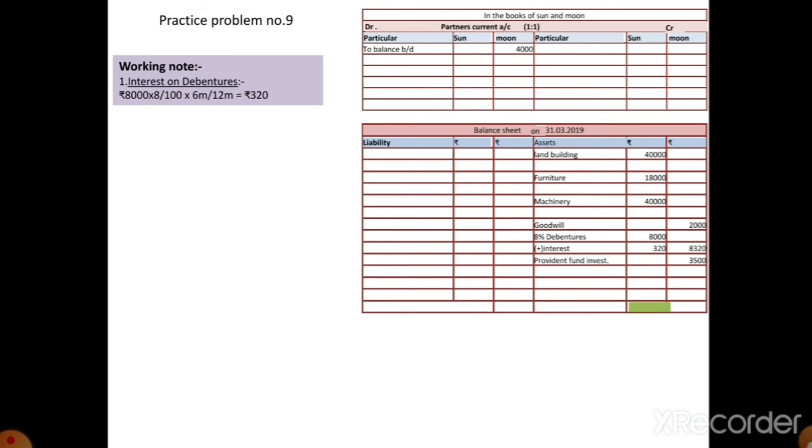Okay, next, provident fund investment, it is an investment, so on the asset side we record provident fund investment directly in the outer column, 3,500. Next item, that is the stock of postal stamp, it is a current asset, so again on the asset side of the balance sheet we record the stock of postal stamp directly in the outer column, 500. So the debit balance list is over.